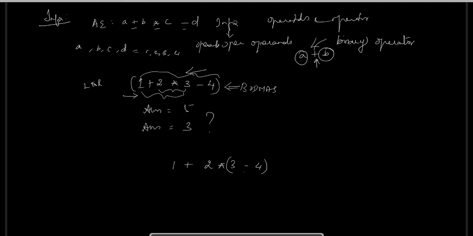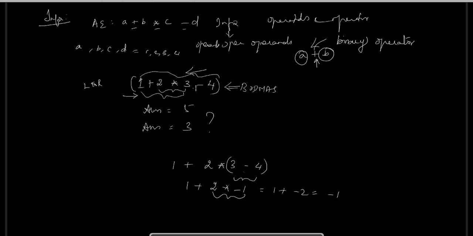So what will be the answer for this expression? Whatever you have within the brackets will be evaluated first, right? So this 3 minus 4 will be evaluated and you get minus 1, and 2 into minus 1, then this part of the expression will be evaluated where you get minus 2. So 1 plus minus 2, the answer will be minus 1.